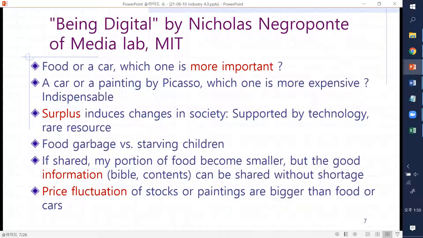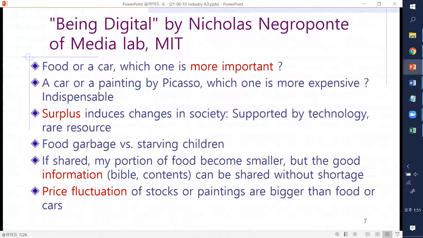Once again, if we compare a car and a painting by Picasso, which one is more expensive? The Picasso painting is much, much more expensive. But which one is indispensable? Without a Picasso painting, there can be no problem, right? But without a car, it can be very inconvenient, right? So food, car, and painting are progressively higher in price, but criticality is more on the baseline of food. So surplus induces changes in society.